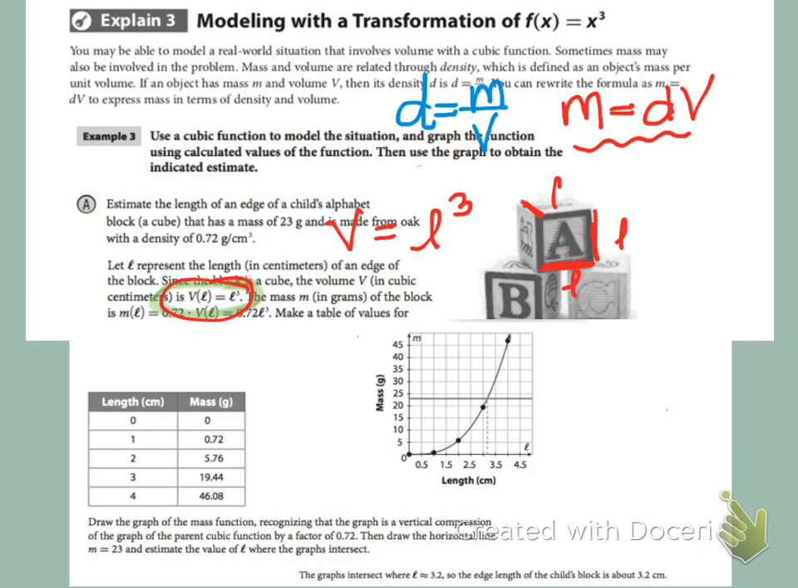Again, because mass is equal to density times volume, we could rewrite this specific problem with the mass, which they said was 23, that's the M, right? We know this is the density, D. So if we substitute those in, the mass, which is 23, is equal to the density, which is 0.72, times the volume, which is the length of the edge cubed.